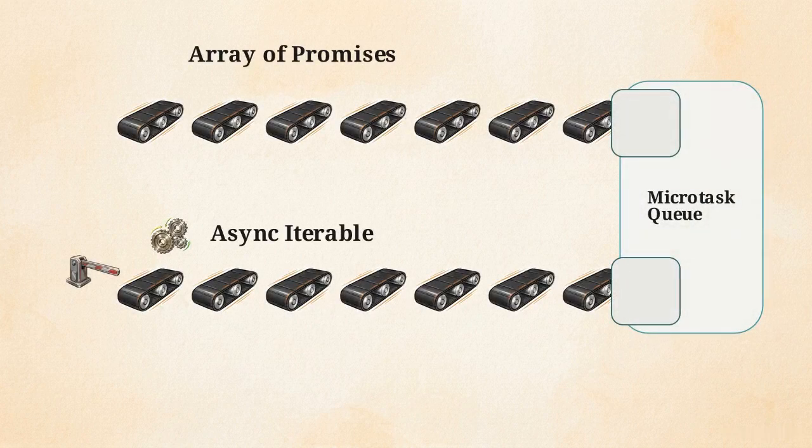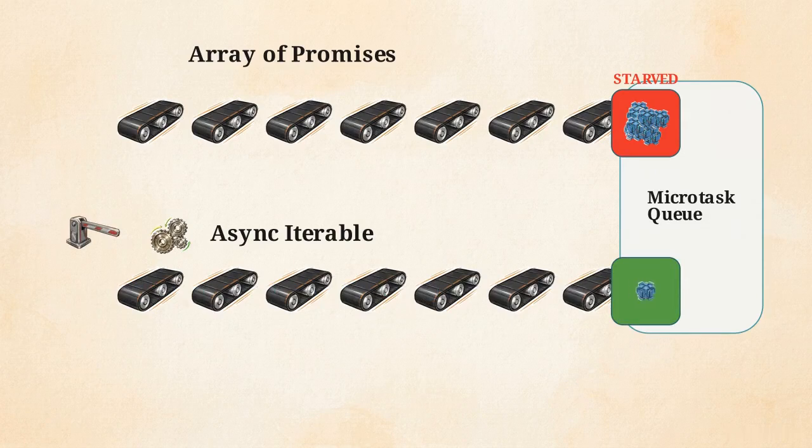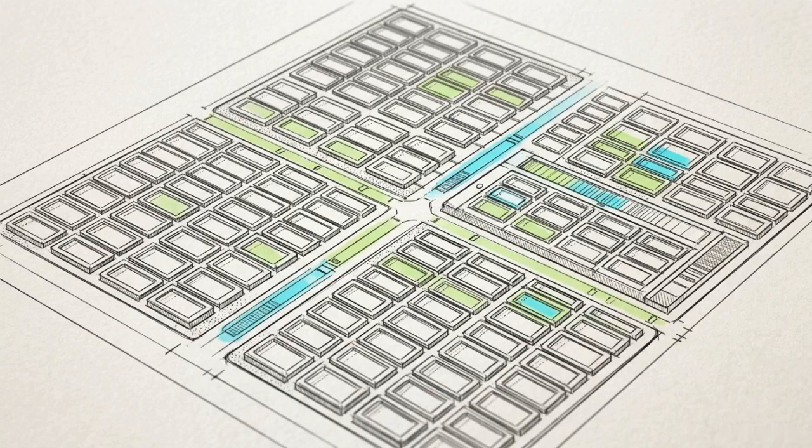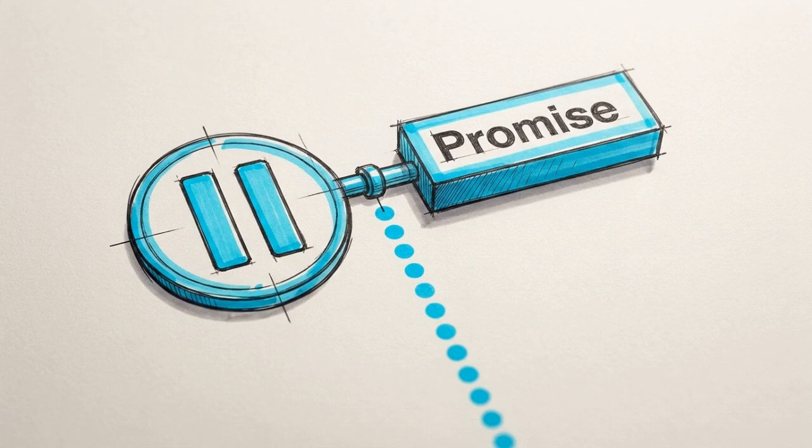In the top timeline, running a loop over an array of promises triggers all network requests concurrently, crowding the microtask queue. On the bottom timeline, using an async iterable, the requests fire sequentially. The loop waits for one promise to resolve before the next one is even requested. This sequential approach prevents microtask queue starvation and protects the browser's memory from being overwhelmed by incoming data. Async iterators combine the pausing mechanics of generators with the non-blocking nature of promises to handle infinite network streams safely.